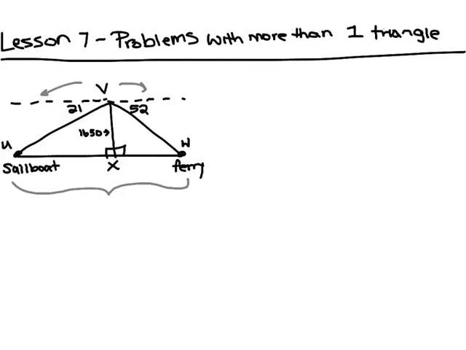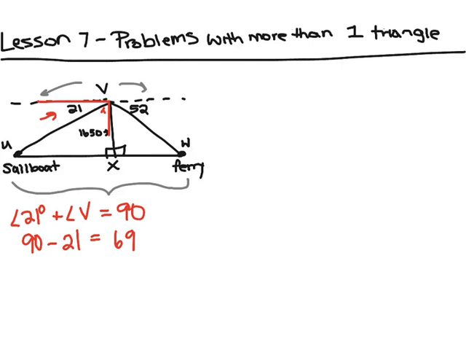First thing we're going to do is, if you notice right here, we have a 90-degree angle. So that means that the angle here, of 21, and the angle of V right here will equal 90 degrees. So to find that angle, we go 90 minus 21, and then we should get 69 degrees. So inside this triangle, this angle is 69 degrees.